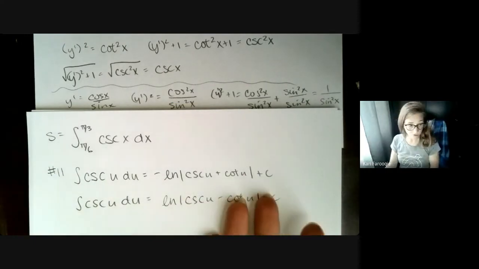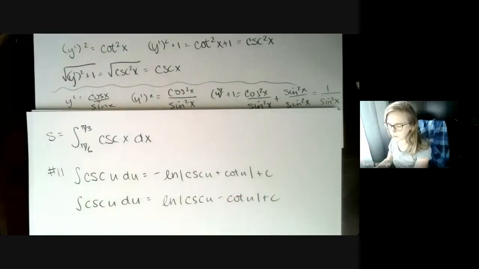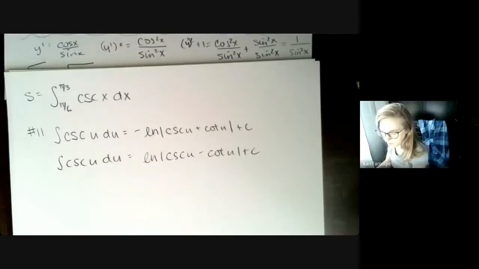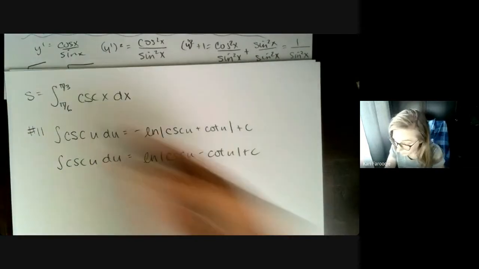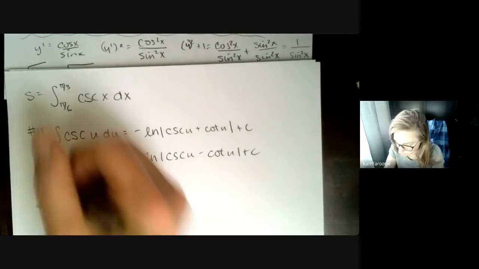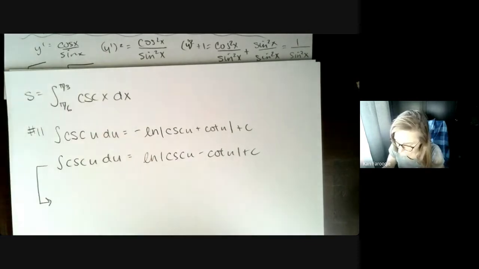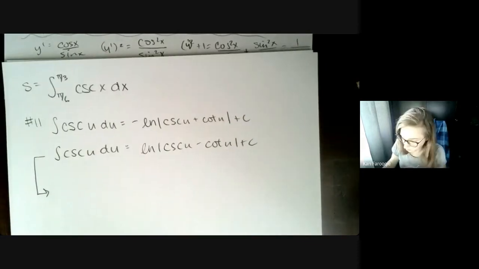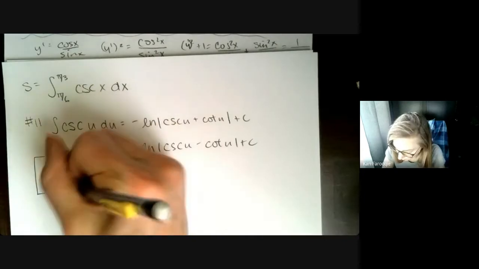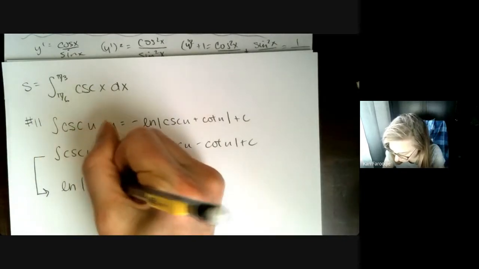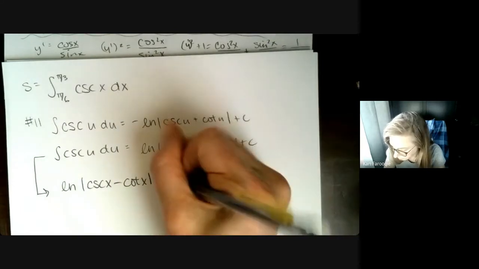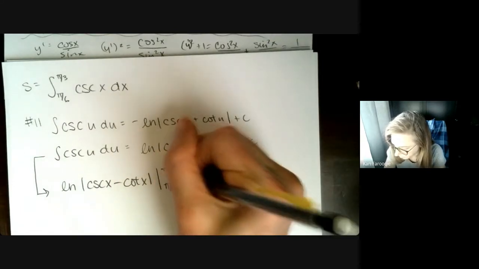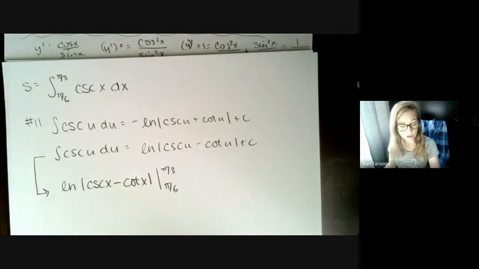But either one of these is fine. So if you were like, wait, my answer looks different, don't worry. And for a definite integral, you should be able to get them to match up anyway. I'll just use this one because the minus sign is built in. All right, so it's just cosecant x. So we're going to take ln cosecant x minus cotangent x, and then we're going to take that from pi over 6 to pi over 3. There's no substitution here, so that's kind of a nice change of pace.